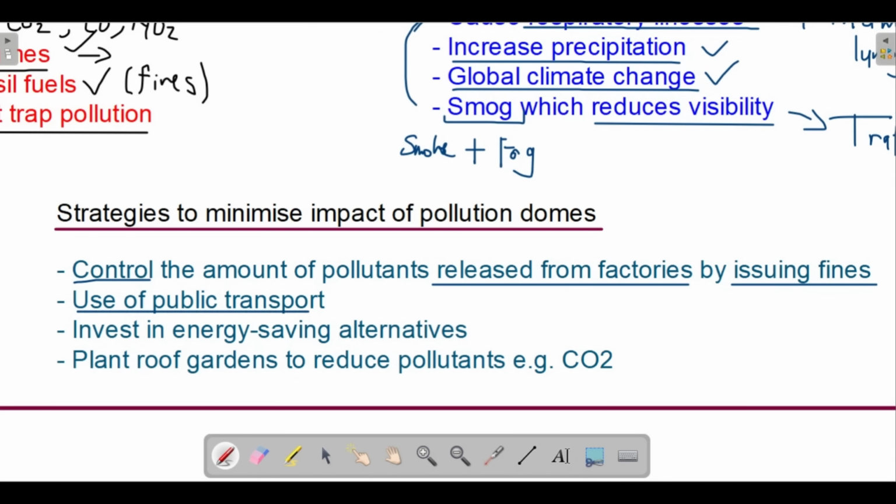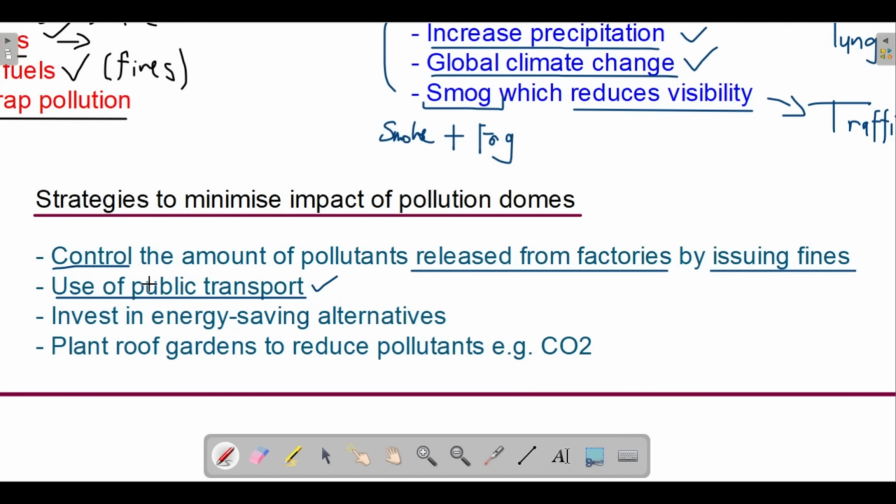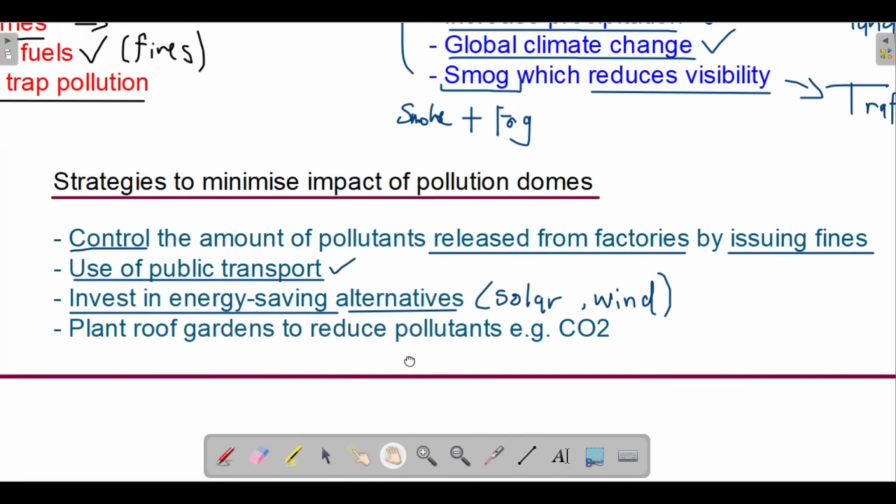We can use public transport, because if we use public transport, then we are actually saving the world from a possibly high amount of pollution if everyone had their own car. So the use of public transport reduces the amount of pollution. We can invest in energy saving alternatives, for example, solar panels, wind energy, right? If we invest in these, we would avoid the reliance that we have on fossil fuels, which participate in pollution. We can plant roof gardens to reduce pollutants.